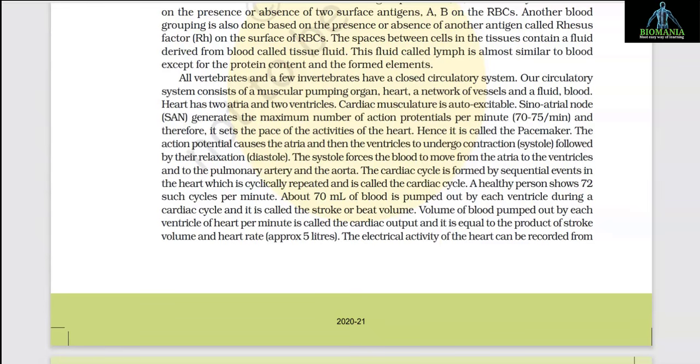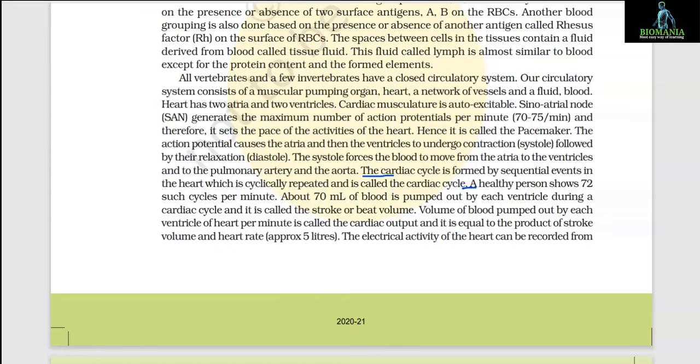The action potential causes the atria and then the ventricles to undergo contraction, that is systole, followed by relaxation, that is diastole. The systole forces the blood to move from the atria to the ventricles and to the pulmonary artery and the aorta. The sequential events in the heart, which are cyclically repeated, are called the cardiac cycle. A healthy person shows 72 such cycles per minute.